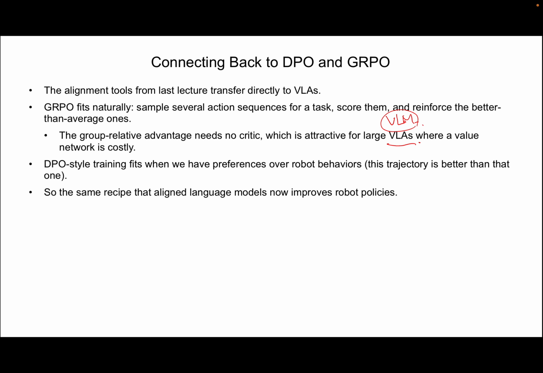And DPO-style training fits when we have preferences over robot behaviors: this trajectory is better than that one. So the same recipe that aligns language models can now improve the robot policy. That is the philosophy of today's topic. We saw some advancement in language models with GRPO and DPO, and we'd like to incorporate them in robot policies as well.